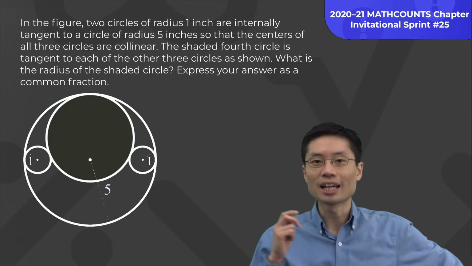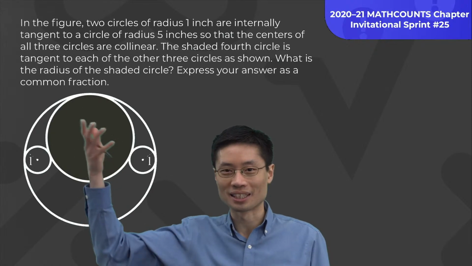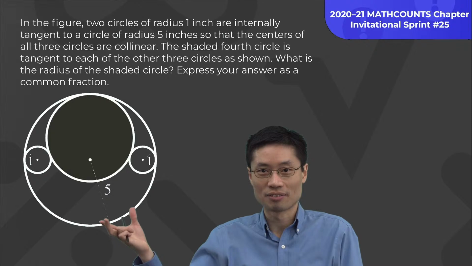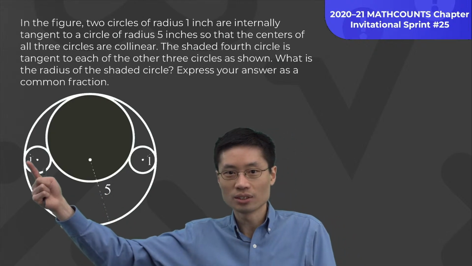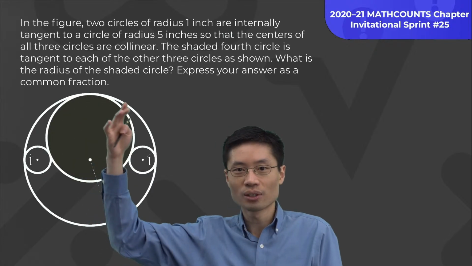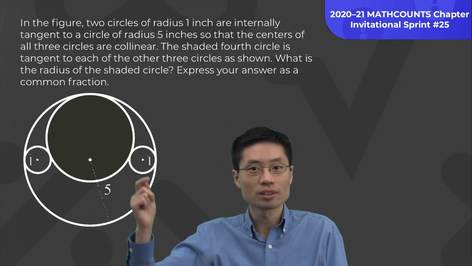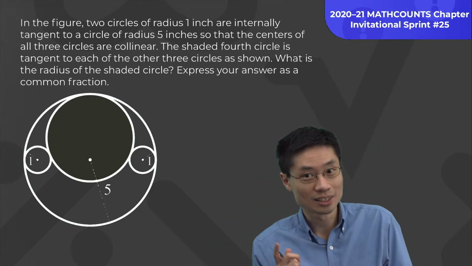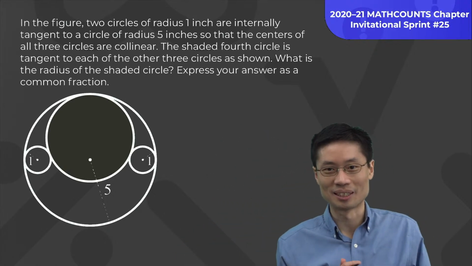2 circles of 1 inch are internally tangent to a circle of 5 inches. Okay. Oh, yes, of course. Because I was like, what's up with this thing? No. The 3 circles are this one, and the circle with 5 inches. Okay. Those centers are all on one line. I'm okay with that. Next, a 4th circle comes in here, tangent to all 3 of them. What's the radius of the shaded circle? Oh my gosh. Okay, and it's a common fraction, so I shouldn't have any square roots here.